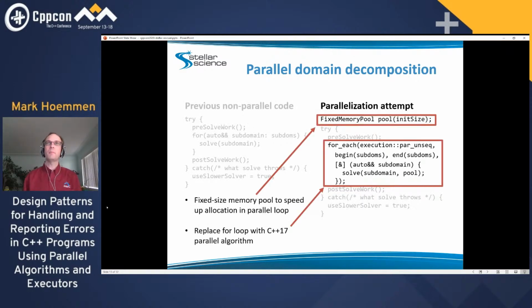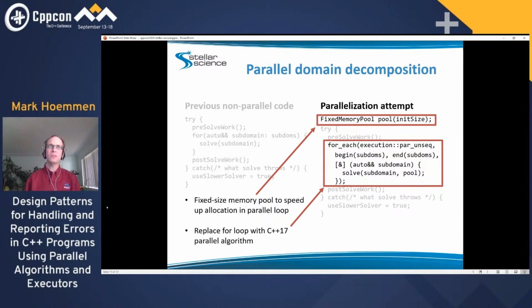Now, on the right, I'm showing how we might parallelize this algorithm. We've done two things to parallelize and to optimize. The first thing that we did is to use a fixed size memory pool. This is because memory allocation inside of a parallel loop can sometimes be slow. It kind of needs to synchronize, if you think about it. And so here, I've used a fixed size memory pool to speed up that allocation process.